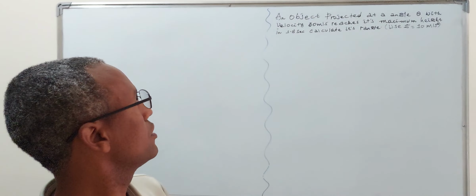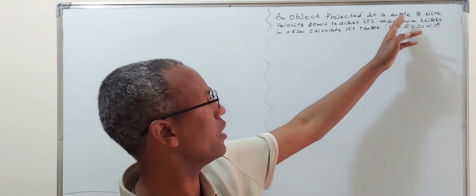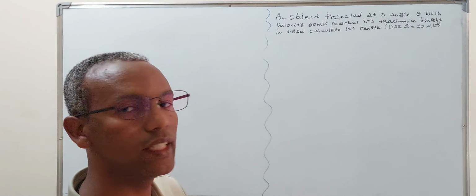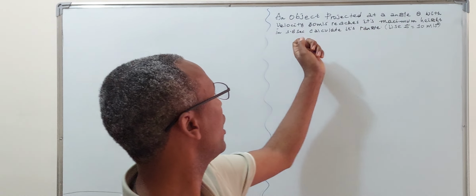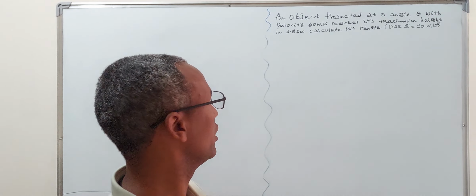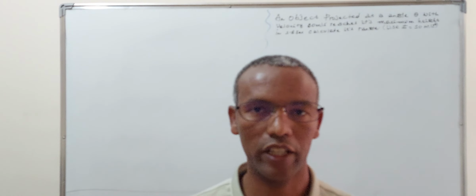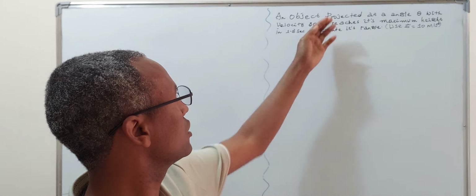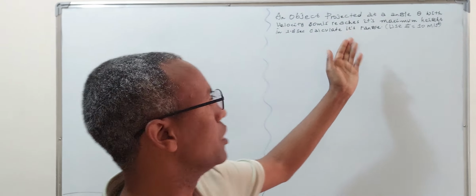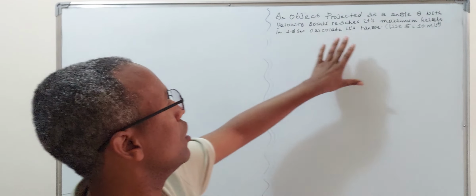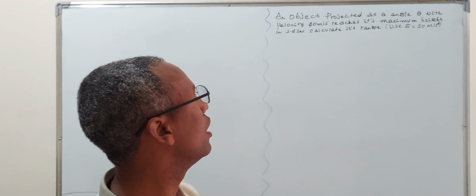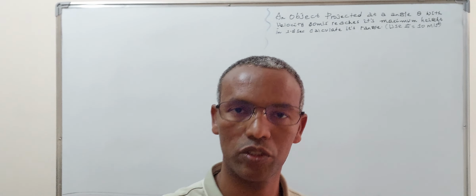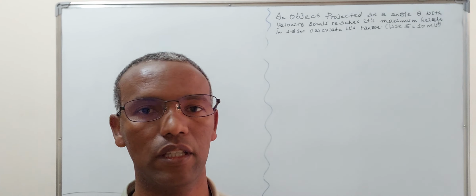Question number 5 says that an object projected at an angle theta with a velocity of 30 meters per second reached its maximum height in 1.5 seconds. Calculate the horizontal range of this object, meaning the horizontal displacement. That is what is requested.